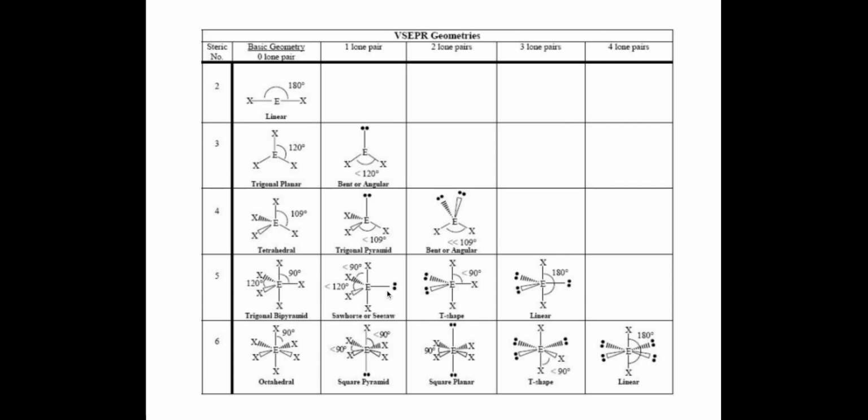And then if you replace one of those atoms with a lone pair, the electron geometry is still trigonal bipyramid, but the molecular shape is now seesaw. And so you can see that going this way, you're just replacing the atoms with lone pairs.